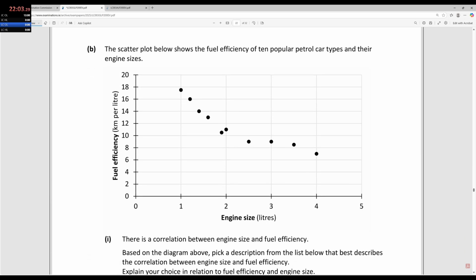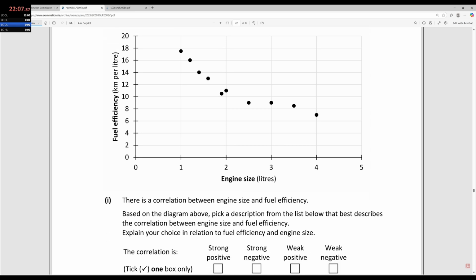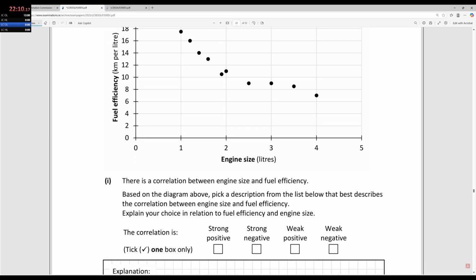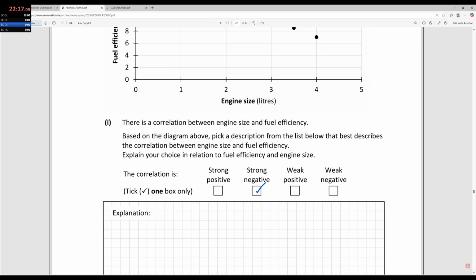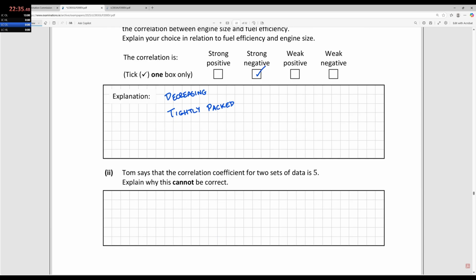A scatter plot shows the fuel efficiency of 10 popular petrol car types and their engine sizes. There's a correlation between engine size and fuel efficiency. I would hope people were okay with this. Strong negative. Explanation: decreasing. Tightly packed is kind of what they use. Close to a straight line. Sometimes it will do numbers there, and that's what I kind of get them ready for.